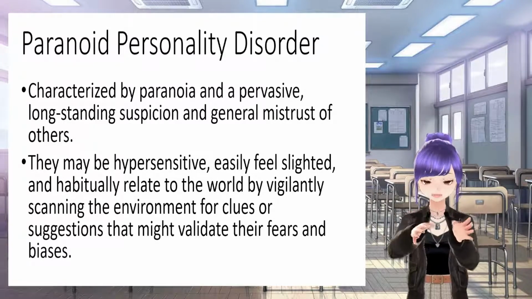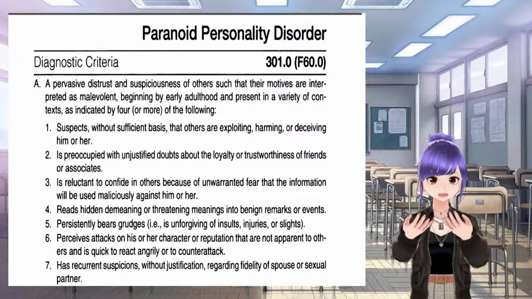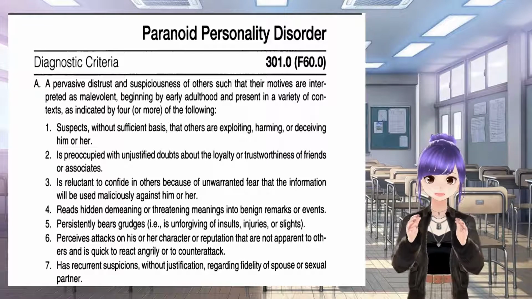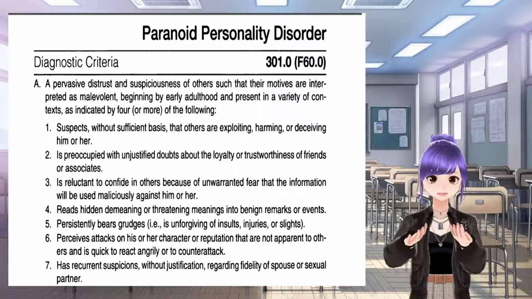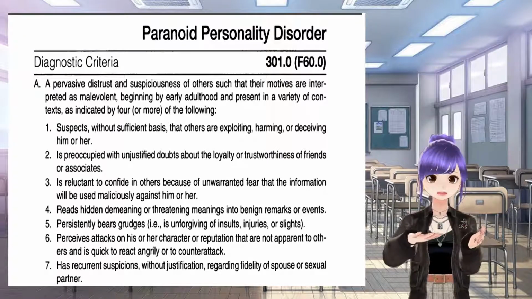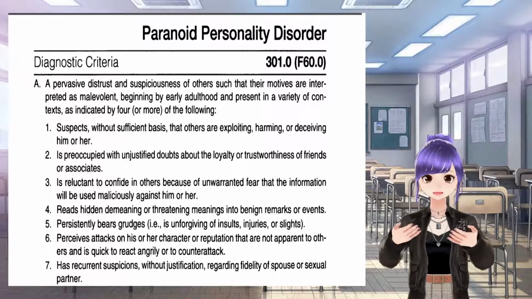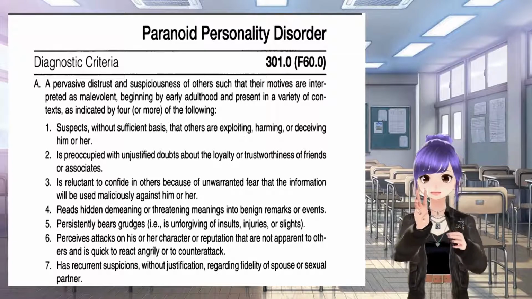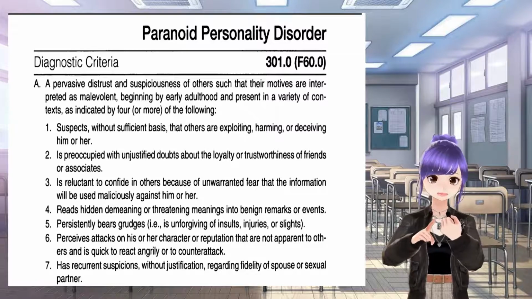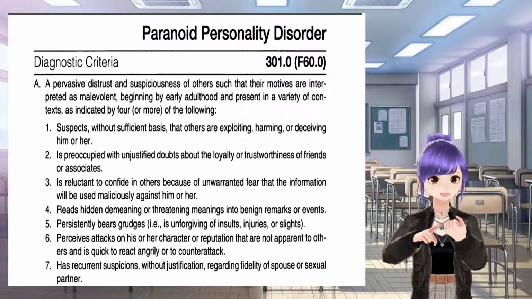So yeah, that's just an example. Let's go into the diagnostic criteria for PPD. So first, letter A, there is a pervasive distrust and suspiciousness of others such that their motives are interpreted as malevolent, beginning in early adulthood and present in a variety of contexts as indicated in four or more of the following. Number 1, suspects without sufficient basis that others are exploiting, harming, or deceiving him or her.